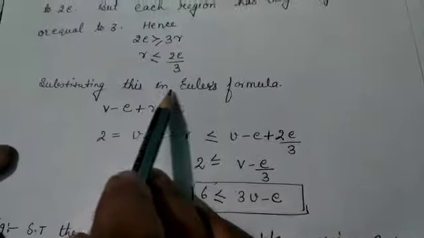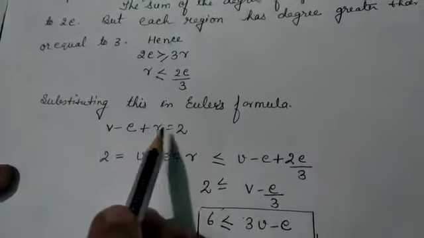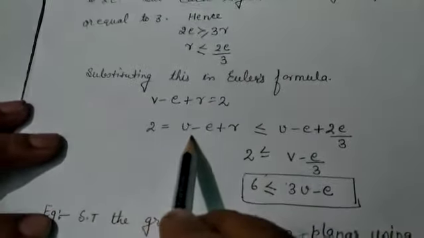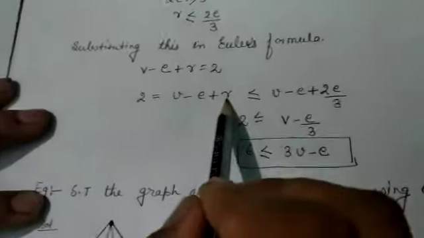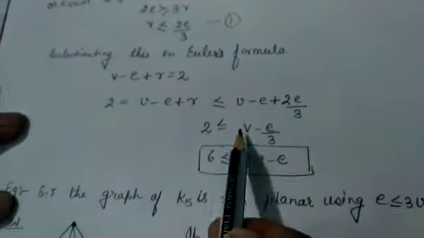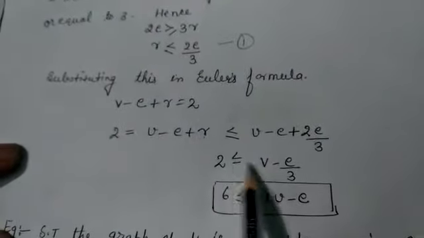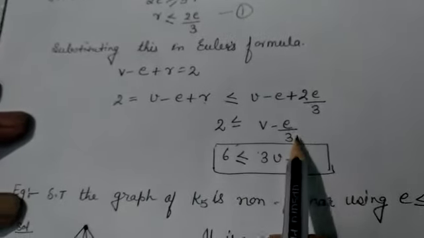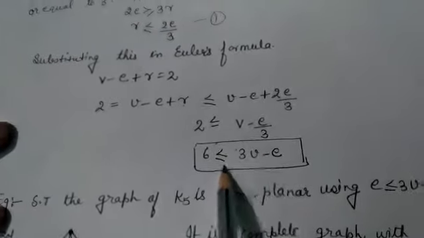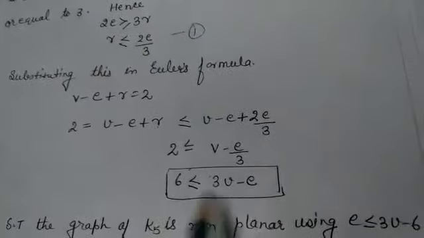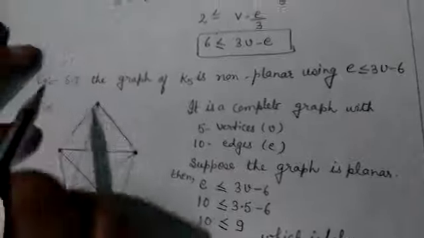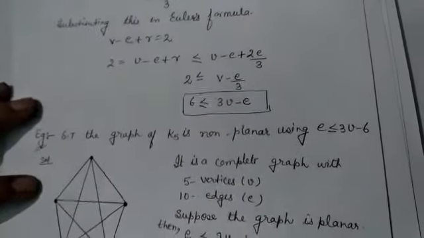Now we will put the values in Euler's formula. Euler's formula is V minus E plus R is equal to 2. In place of V, it will be V. In place of E, it will be E. But in place of R, we will write 2E by 3 from equation 1. So here it will be 2 is less than or equal to V minus E by 3. On solving this, we get 6 is less than or equal to 3V minus E. So we have got a formula. Let us verify it with one example.